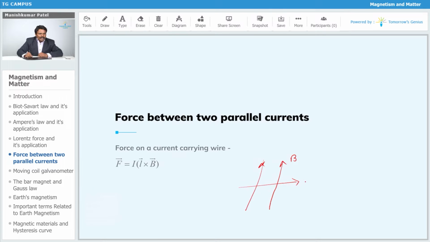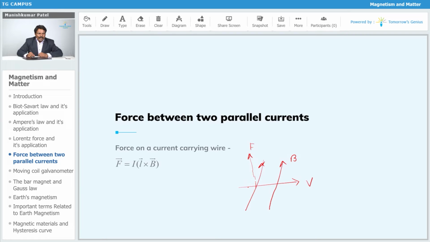Then again, the velocity of charge. So we know that current is nothing but the rate of flow of charge. So the charge is flowing through it with a certain velocity V, because of which it is going to experience some force, and that direction of force I have shown over here, let's say, along the Z axis.